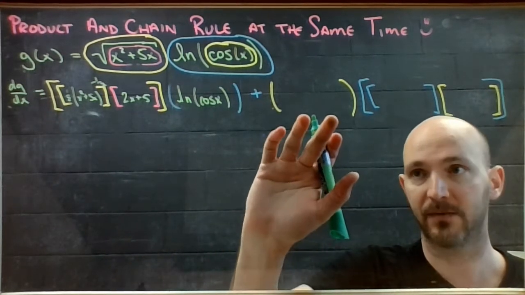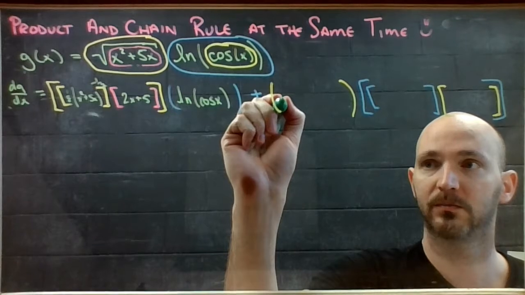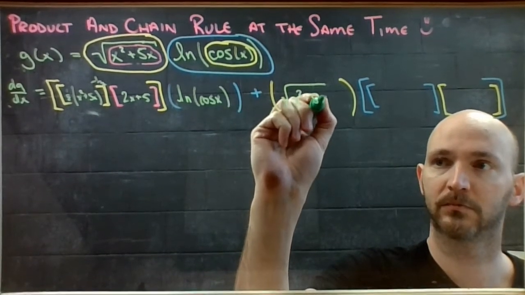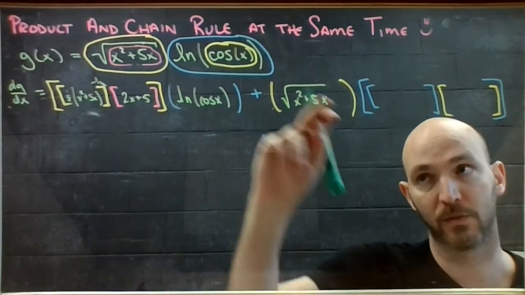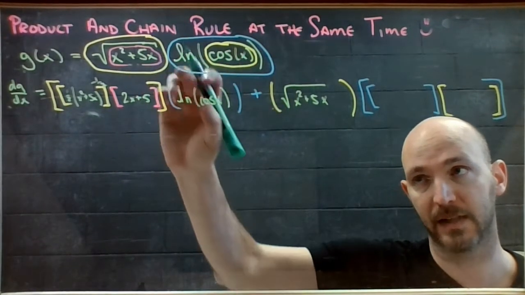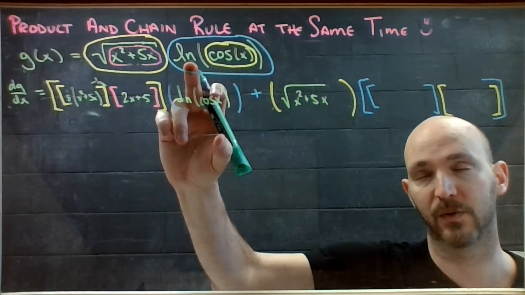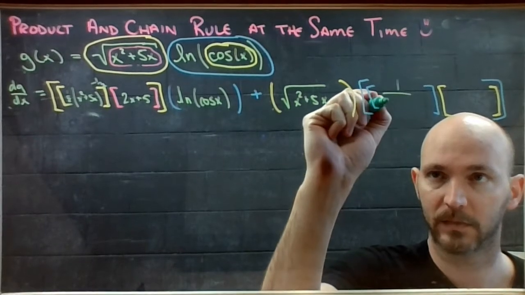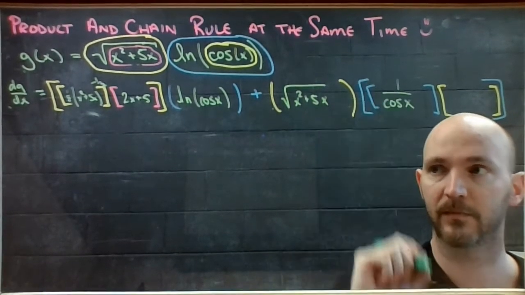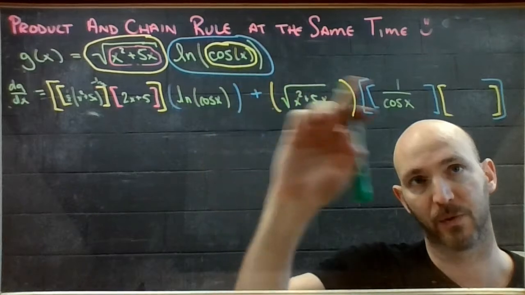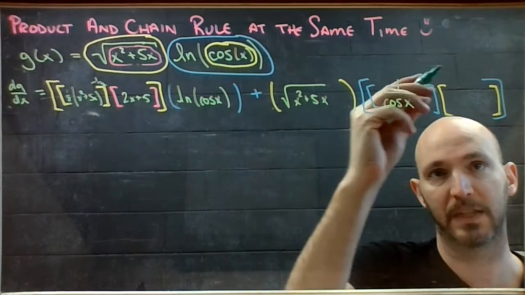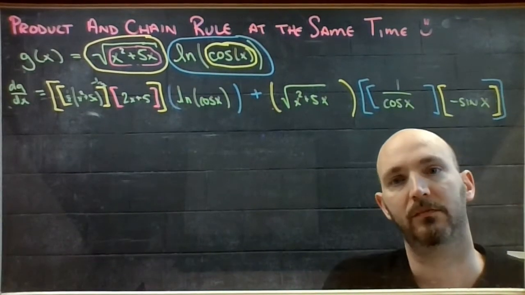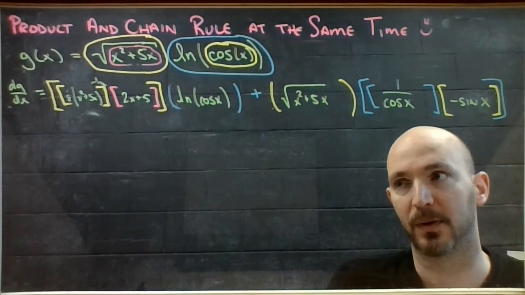To do the second half, I take the yellow piece and I leave it alone. And then in order to do the derivative of the second piece, I have to do the outer layer first. A derivative of a ln is 1 over whatever's inside, like so. And then the derivative of the inner part, a cosine, would be a negative sine x. So that's a whole mess there. Let's see what we can figure out and clean up.